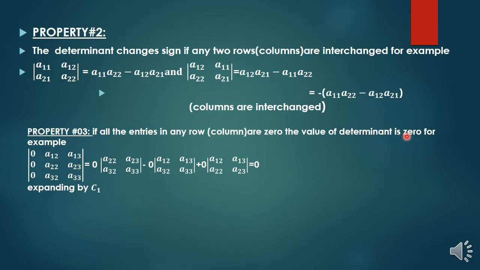And property number 3: if all the entries in any row or column are 0, then the value of the determinant is 0. So now simply you can say that in a matrix, if any one row or any one column in the determinant is 0, then you can directly say that the determinant of that matrix is 0.